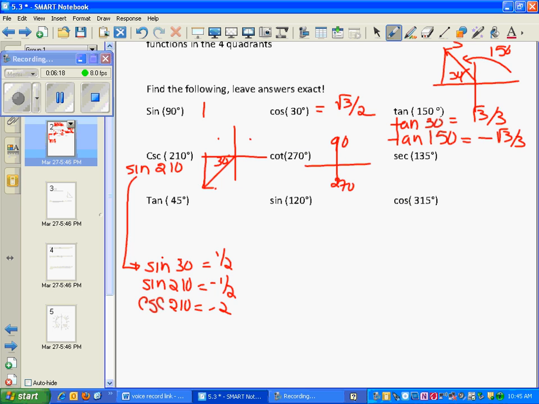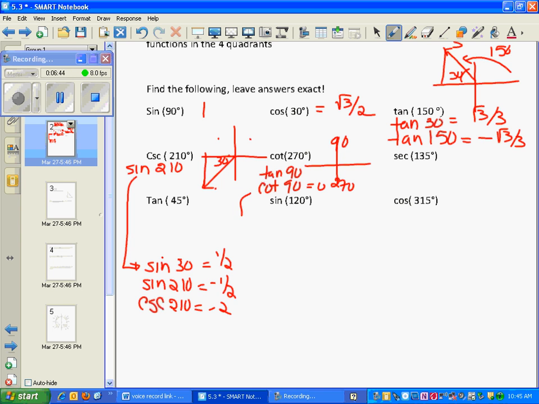So what is the inverse of cotangent? It's tangent. What is the tangent of 90? It's undefined. So I want the reciprocal of undefined. What is the cotangent of 90? 0, right? Because if your 0 is on the bottom, it's undefined, and if you flip it, your 0 is on the top, which is just 0.